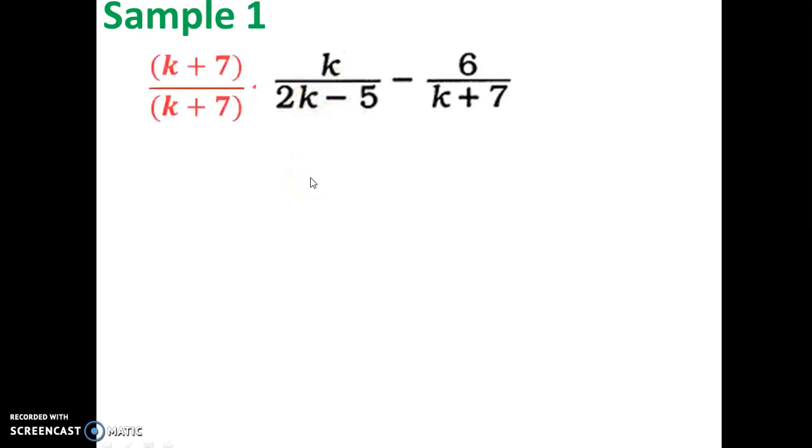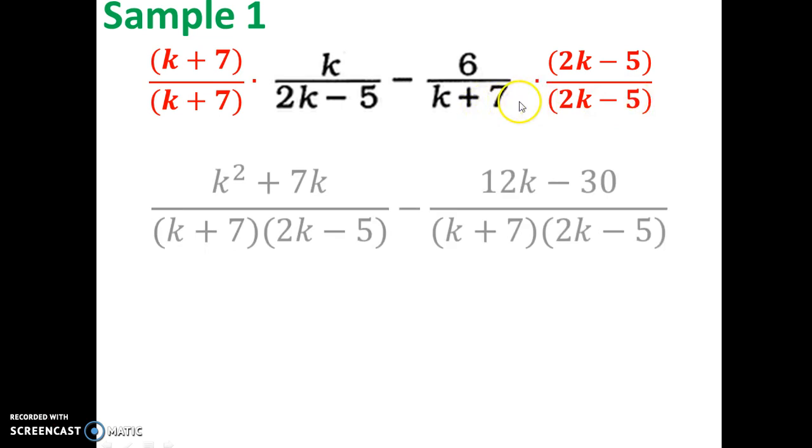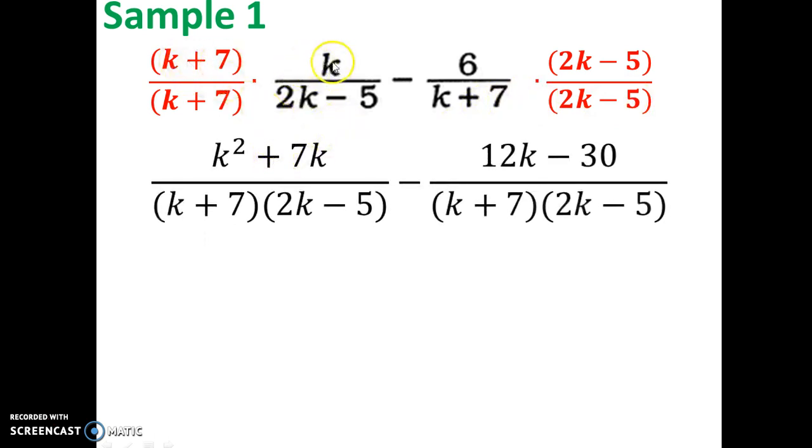So check this out. We're going to multiply this side by k plus 7, because then we'll end up with a denominator that has all of that in it, including that k plus 7. And we're going to multiply this side by that, because now we'll have a denominator that has k plus 7 and 2k minus 5 as well. So both denominators now you can see one will be this, one will be this. They'll be the same. So let's multiply that out. On top, k times k is k squared, k times 7 is 7k. Over here, 6 times 2k is 12k, and 6 times negative 5 is negative 30.